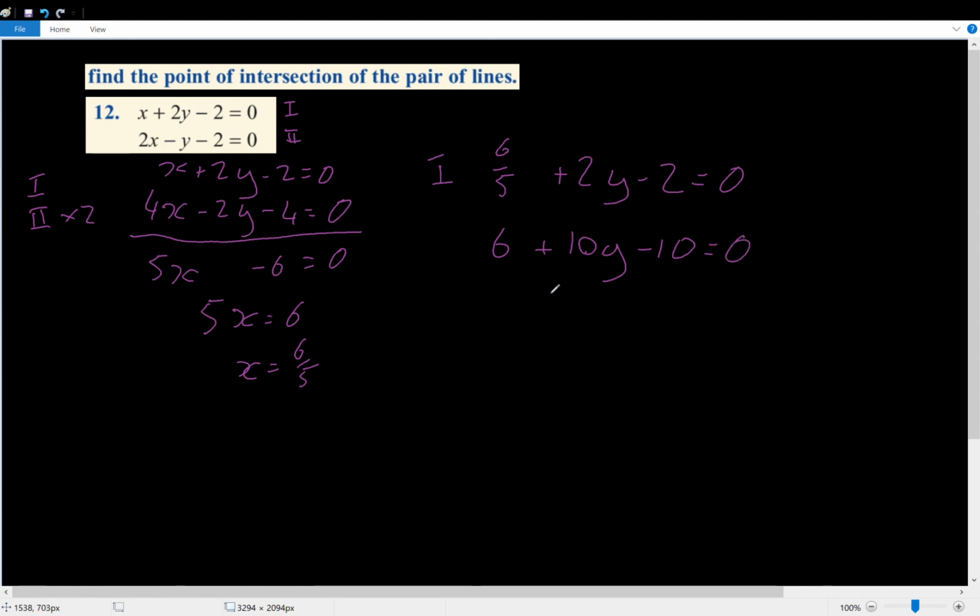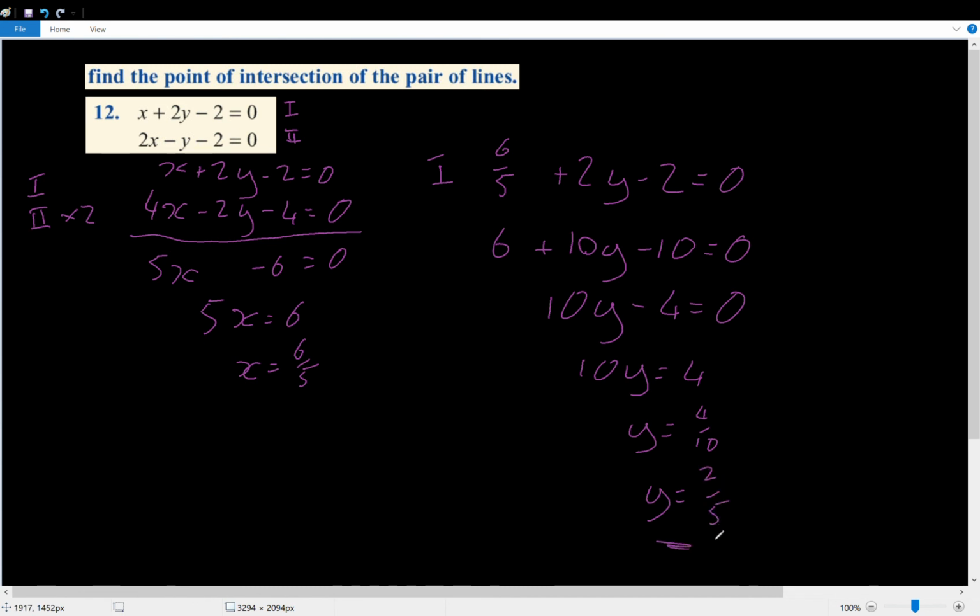Then if we tidy this up, it's going to be 10y, and then 6 minus 10 is -4, still equal to 0. So we get 10y = 4. So y is equal to 4/10, or y is equal to 2/5.